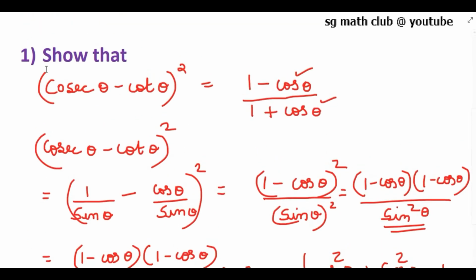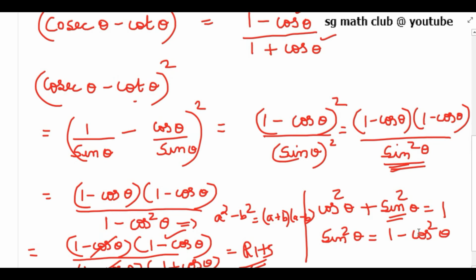So first we took the LHS, then we wrote cosec and cot in terms of cos, because we want the answer in terms of cos. We simplified it. Then we have used the trigonometric identity here, cos square A plus sin square A equal to 1, and we cancelled it. Finally we got the RHS.